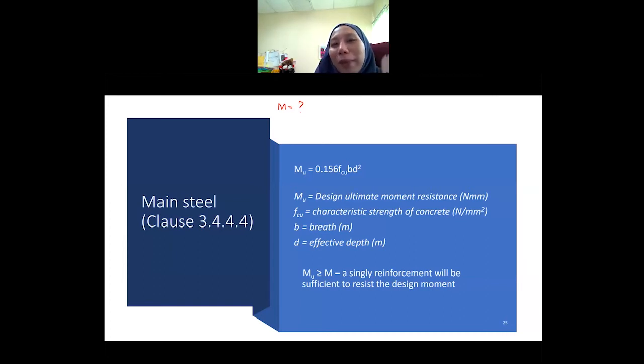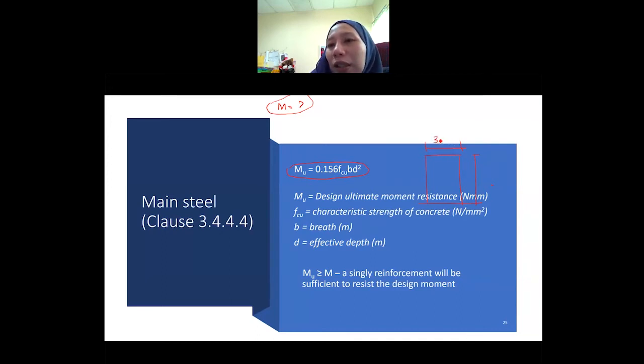Okay, so M yang ni, ini datang dari loading. MU ni is actually how much moment that the beam can support. Okay, you see here from the formula, kalau tengok dia ada B, B ni you tahu breadth, D tu effective depth. Okay, so sebenarnya dia akan ikut berapa sebenarnya your beam punya size. Okay, B, this is B. Ini B. Okay, so D tu, I bagilah contohnya.